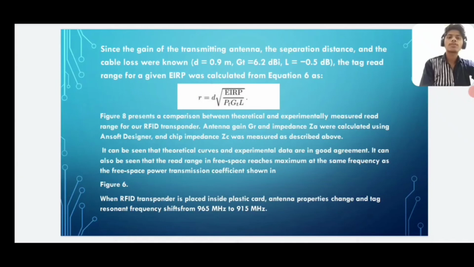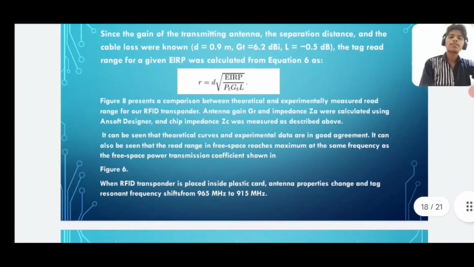It can also be seen that the read range in free space reaches its maximum at the same frequency as the peak of the free space power transmission coefficient. When the RFID transponder is placed inside the plastic card, the antenna properties change and the tag resonant frequency shifts from 965 MHz to 915 MHz.